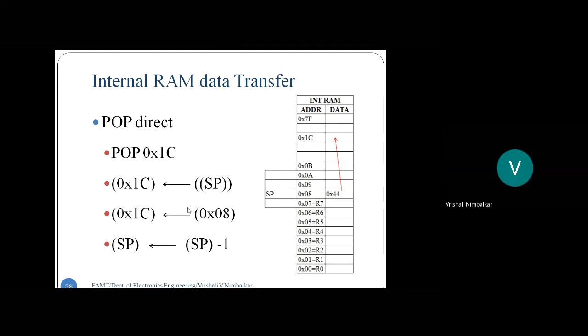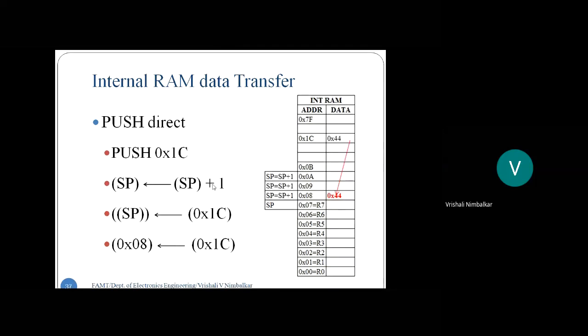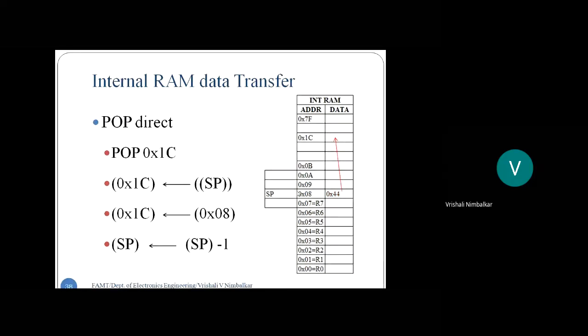Now, what is the stack pointer having? We had done a push. So where did we write? 8 hex. Correct? 44 was stored at that location. So I'm reading now. What is my next instruction? Pop. So where is my stack pointer? 8 hex. So read this 44. Where is 44? Pointed to by SP. So read this 44 hex and store it at the address given in the instruction. So the 44 hex is picked up and stored in 1C hex.